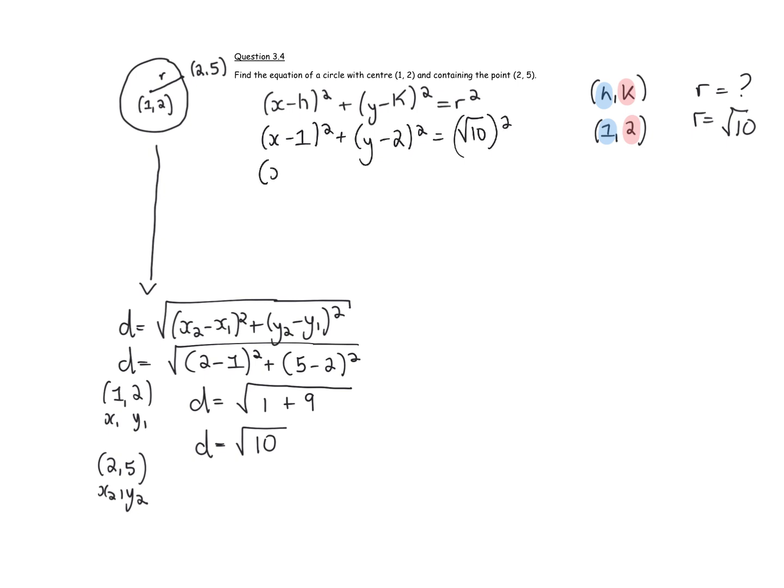This then becomes (x − 1)² + (y − 2)² = 10. And that's the equation of the circle with centre (1, 2) containing the point (2, 5). Question 3.5 is the exact same as question 3.4. So what I'm going to get you to do here is, please pause the video, try question 3.5, see how you get on, and if you have any problems, ask me in class about it.